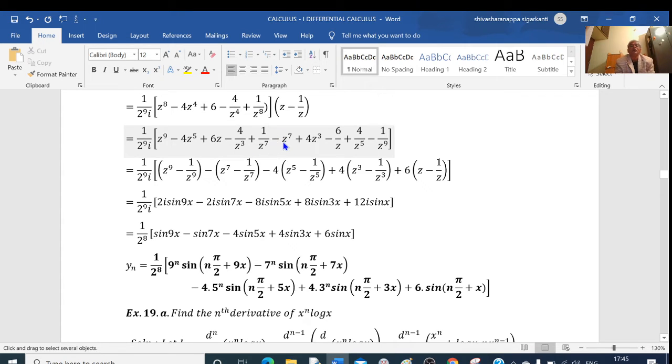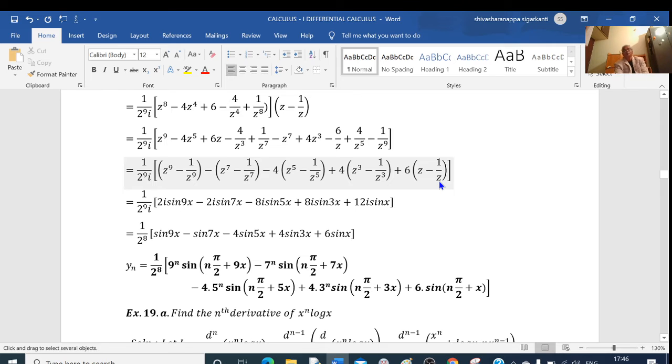Here I will take the minus sign common factor: z raised to 7 minus 1 by z raised to 7. The z raised to 5 terms are minus 4 z raised to 5 plus 4 by z raised to 5; taking minus 4 common factor, z raised to 5 minus 1 by z raised to 5. Plus the z cube terms: this is 1 z cube term, this is 1 by z cube term. Again here 4 common factor, z cube minus 1 by z cube. The z terms are 6z minus 6 by z; 6 common factor, z minus 1 by z.